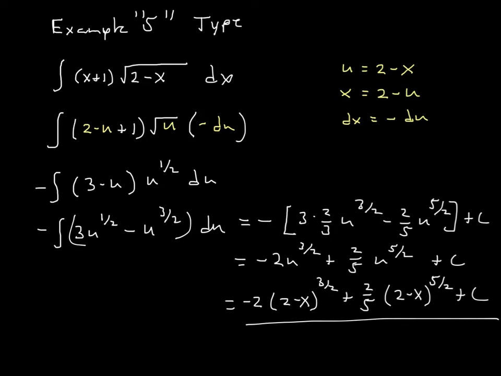So in this case, what I have is the integral of x plus 1 times the square root of 2 minus x dx. What I'm going to do on this one is let u equal what's inside there, the 2 minus x.